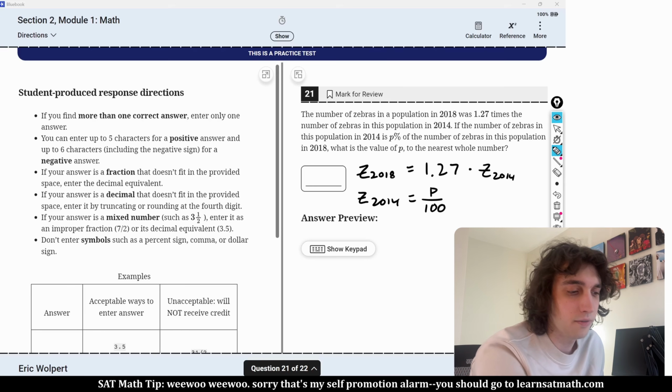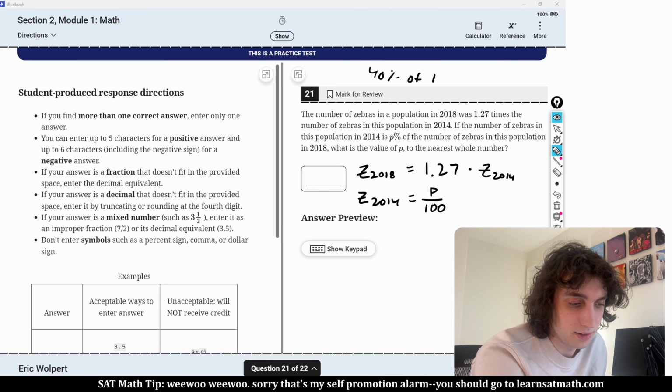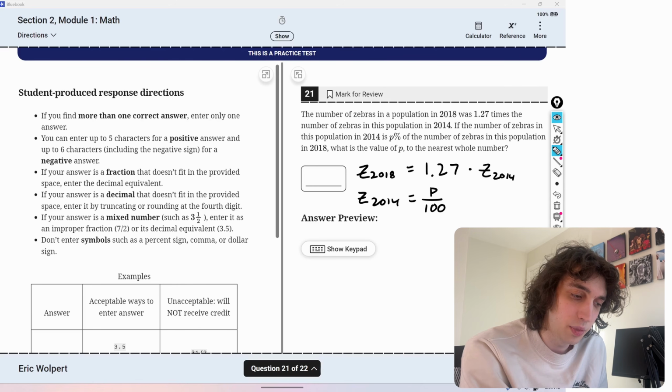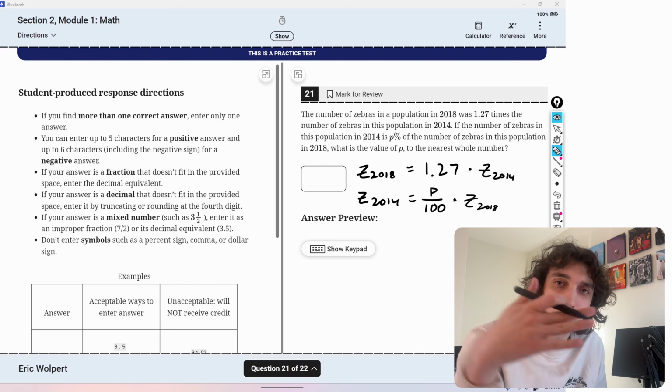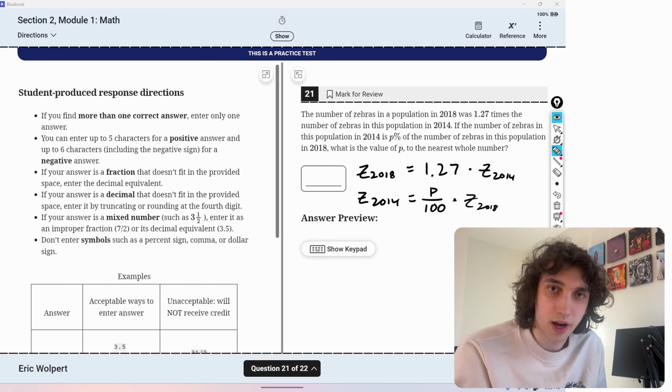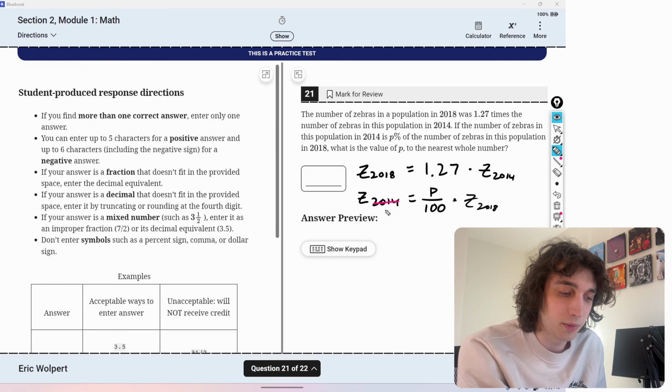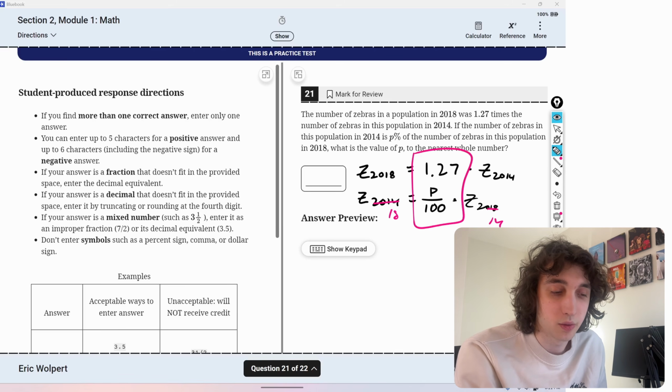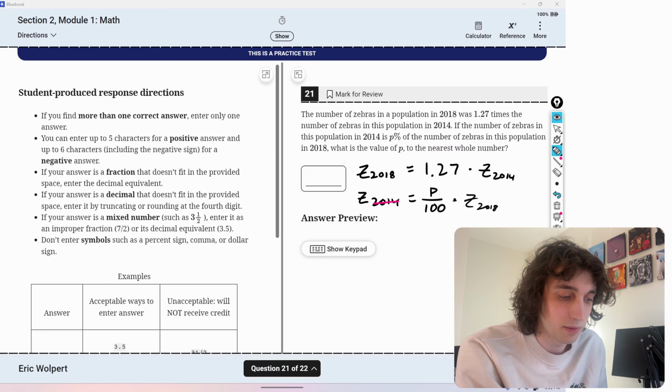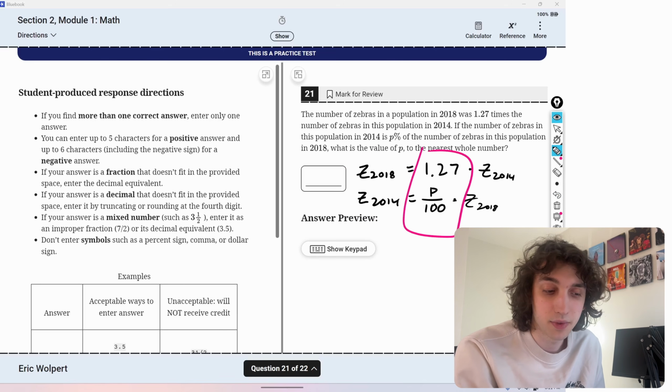Because think about it, if you have like 40% of 10, that's not 40 times 10. It's 0.4 times 10. So p% of indicates multiplication, the number of zebras in 2018, so Z 2018. Because we are very slow and methodical, we set up these equations correctly. It would be very easy to have accidentally made this 2018 and made this 2014. And then you would make the mistake of saying P is 27% or 127%. But we know that that's not the case because this is 2018 and this is 2014. So we can't just say that these coefficients are the same.